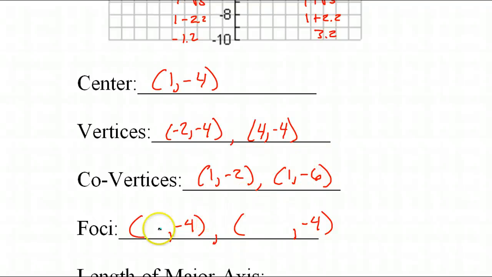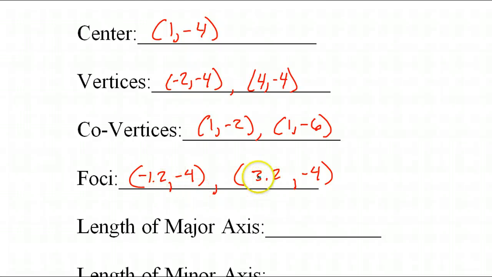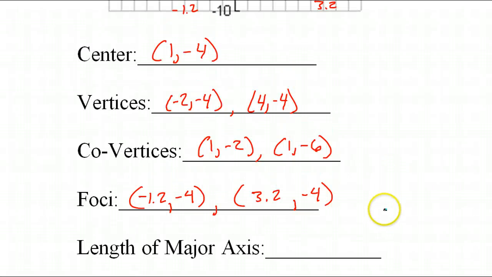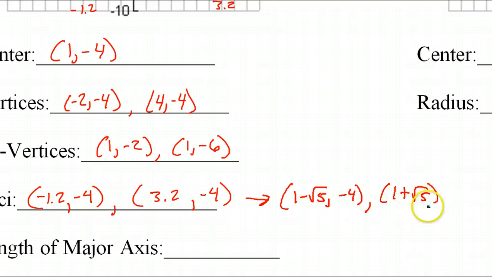So if I was going to use decimals, I would have negative 1.2, comma negative 4, and positive 3.2, comma negative 4. But I rounded to get these numbers, so it would be even better to put how we got this. We did 1 minus radical 5, and we did 1 plus radical 5.